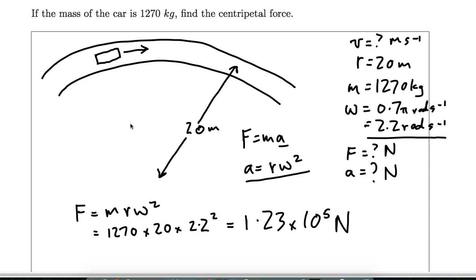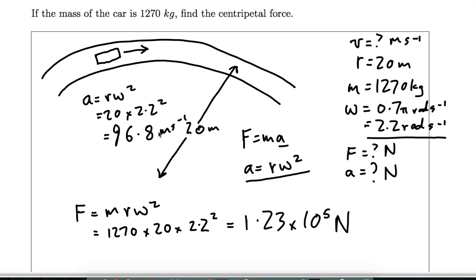We could calculate just what the centripetal acceleration is, because that's kind of interesting, I think. So a equals r omega squared. We just want to know what the centripetal acceleration is, because then we can figure it out in terms of G's, of cornering forces that this car is experiencing. So 20 times 2.2 squared is 96.8 meters per second squared. If we divide that by 9.8 to get it in Gs, we find that it's almost 10 Gs. It's about 9.9 G.